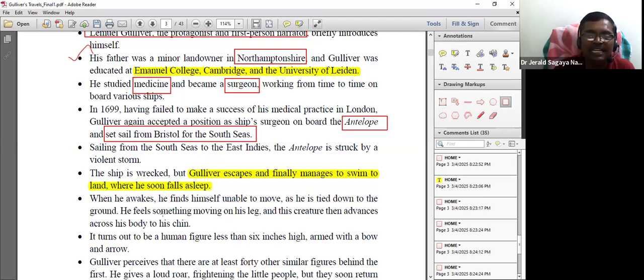Who was walking on him? They are human figures. And what is the size of those creatures? 6 inch. They are 6-inch tall creatures. Quite funny, right? To have 6-inch tall creatures moving all over you.